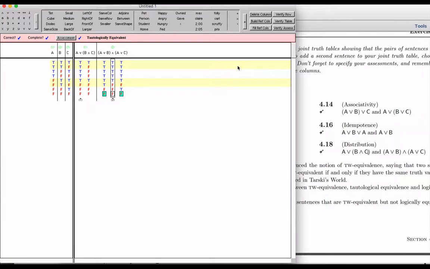Okay, so let's remind ourselves what we're saying when we say that sentences are tautologically equivalent. We're saying that two or more sentences have the same truth values on each row of the truth table in the column under the main connective.